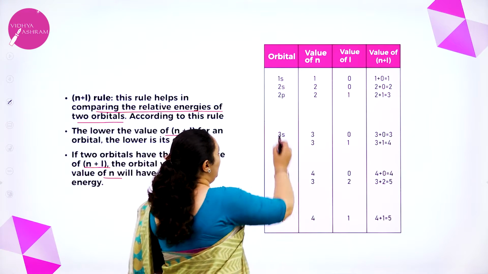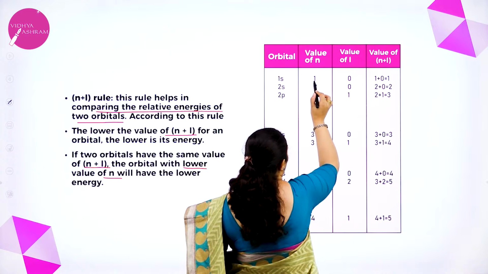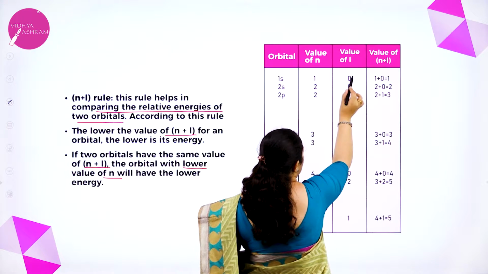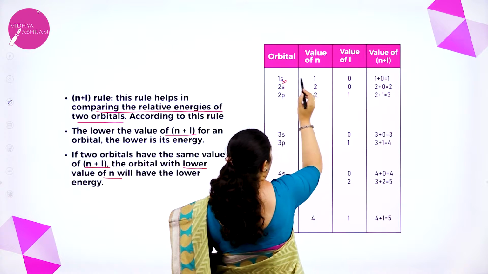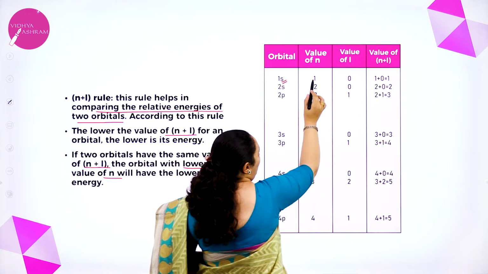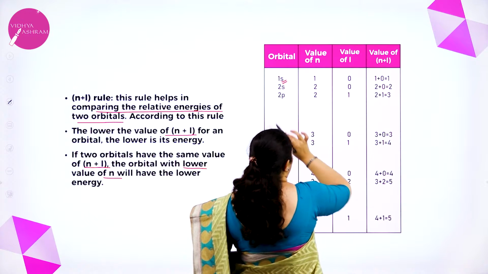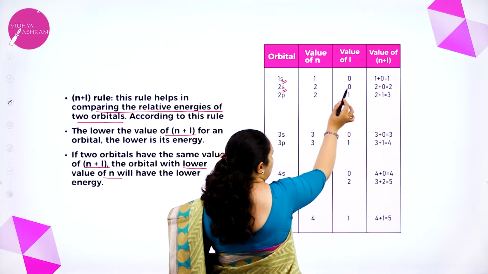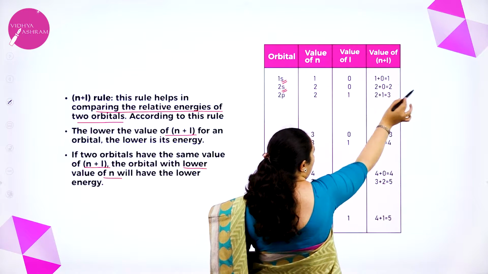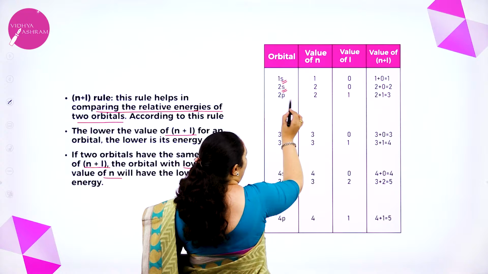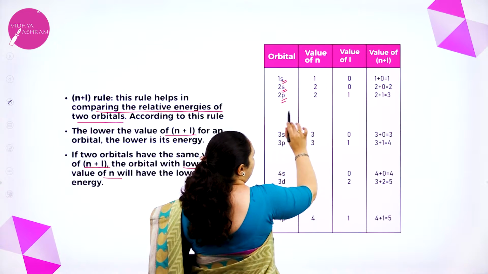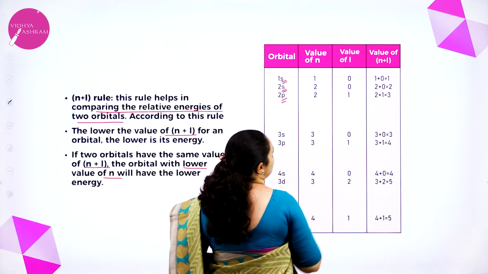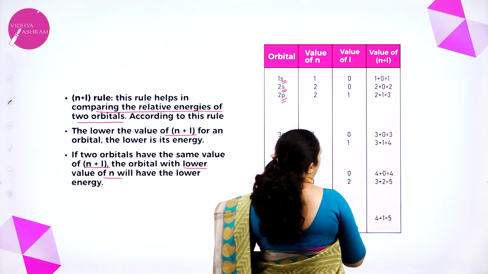Now for example, the 1s orbital: the value of N is 1, and since it is s, the L value is 0. So 1 plus 0 is 1. Next we have the 2s orbital, N value is 2, and s means L is 0, so 2 plus 0 is 2. Next we have 2p, N is 2 and p means L is 1. So 2 plus 1 is 3.